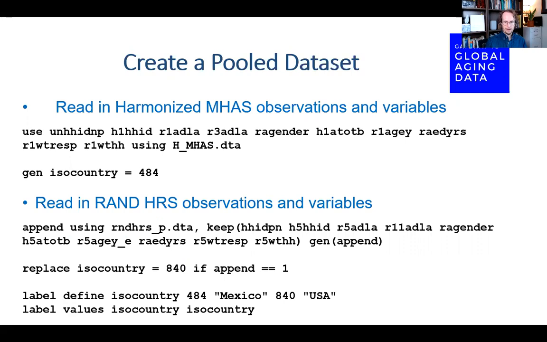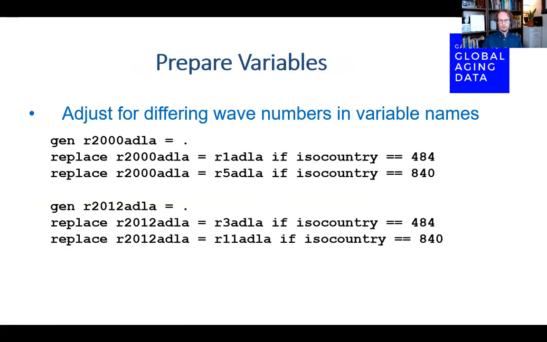We're also going to identify those observations which we brought in from the RAND HRS as coming from the US, represented by the number 840, which is the ISO country code for the United States. And we're going to write out some value labels. Also, as I mentioned, I'm going to provide on the Gateway website after this webinar this Stata creation code so that you can have this code if you want to use it for yourself.